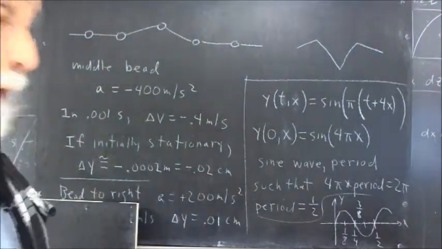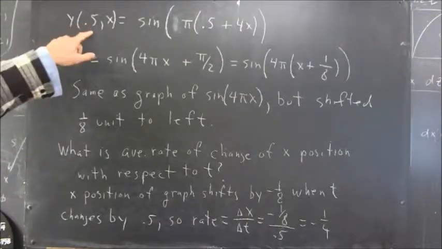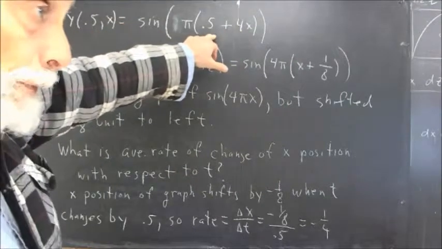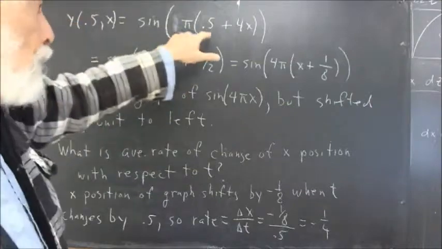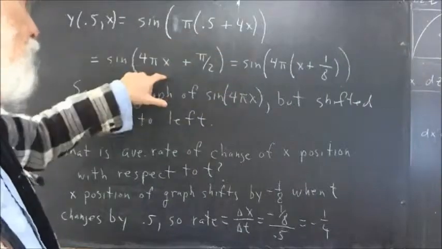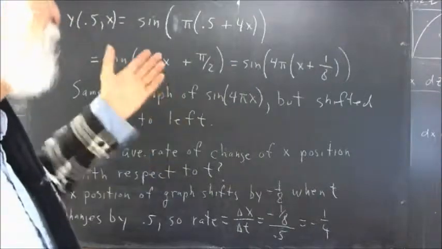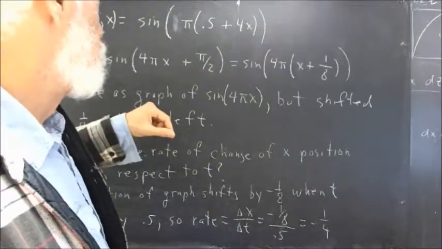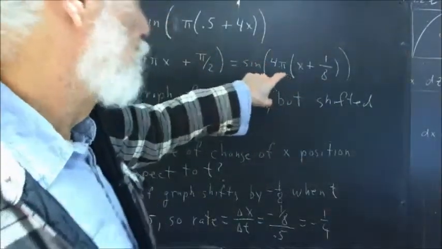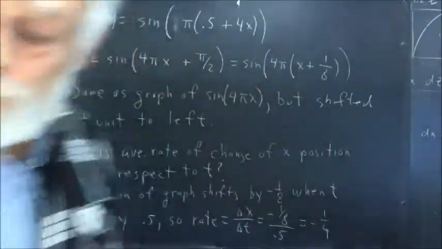Okay, I'll get another board here. We'll continue. Okay, we're going to let t equal 0.5 and do the same thing. Now, if t is 0.5, then we're going to substitute 0.5 where t was, and we can rearrange this into this form in one manner or another. This intermediate step isn't sacrosanct. There are other ways to get from here to here. Anyway, we get to this point, and we see that in our original sine of 4 pi x, the x has been replaced by x plus 1/8.